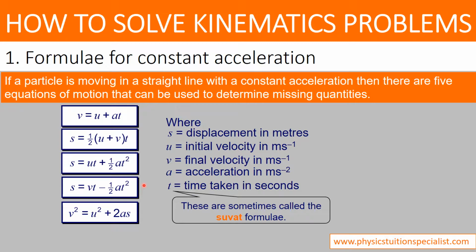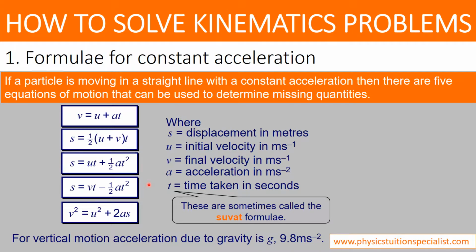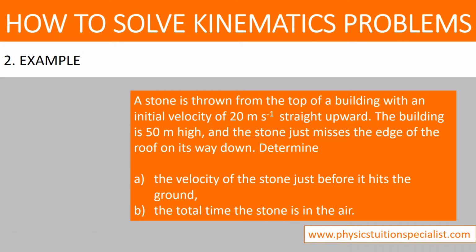Now, let me show you an example to see how we can use these equations in the determination of the 4th quantity. Before I do that, I also want to mention that for any physical vertical motion, you can take the acceleration as 9.8 meters per second squared. This is acceleration due to gravity on Earth. Now, let's look at an example.